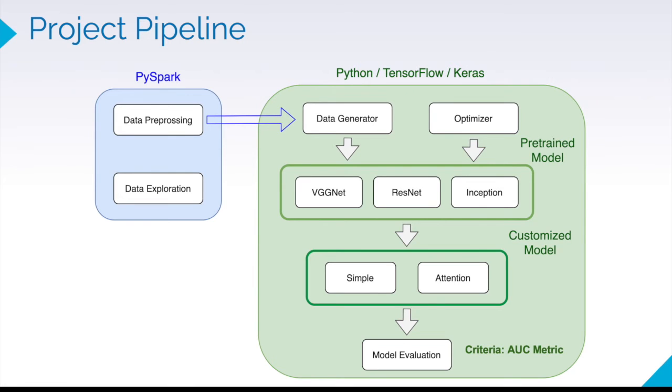The overall project pipeline consists of two modules: the data processing and data exploration modules, which are developed with PySpark, and the CNN module, which is written in Python with TensorFlow and Keras. The pre-processed data is sent to a data generator, which is then fed to the pre-trained models. The outcome then goes to the customized model, and the final classification result is sent to model evaluation.